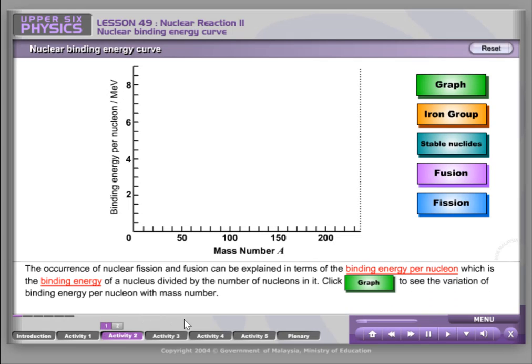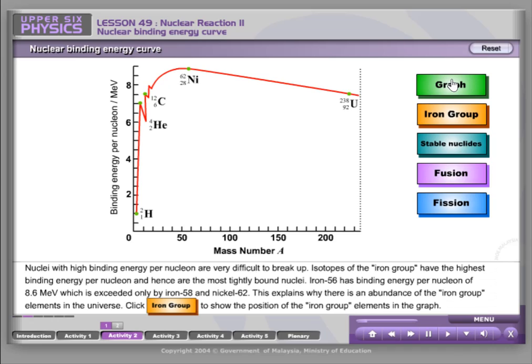The occurrence of nuclear fission and fusion can be explained in terms of the binding energy per nucleon, which is the binding energy of a nucleus divided by the number of nucleons in it. Click the graph button to see the variation of binding energy per nucleon with mass number.